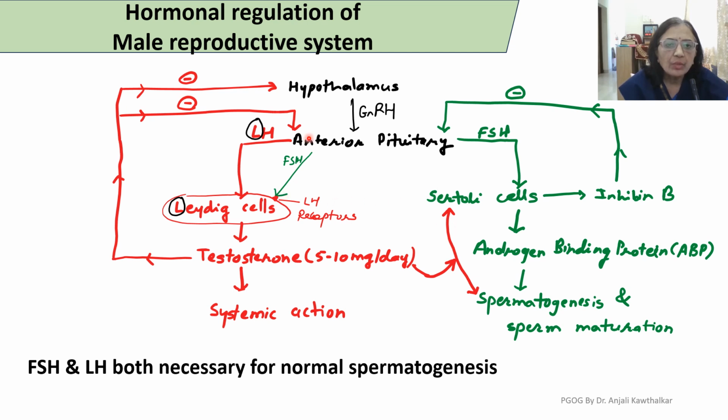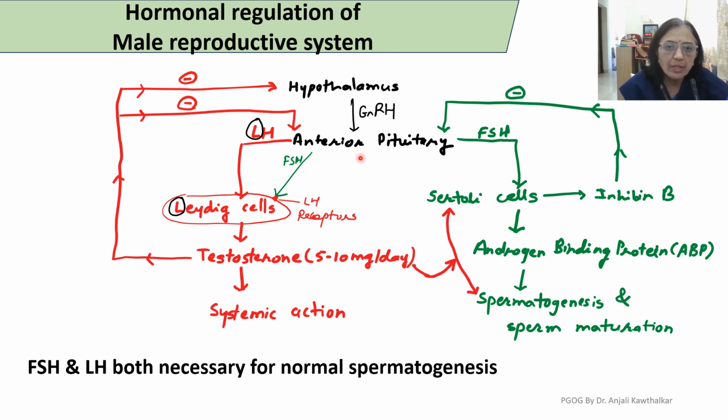Now, how hormonal regulation takes place in males: from the hypothalamus, GnRH is secreted and acts on the anterior pituitary. The anterior pituitary secretes FSH and LH. So here there is a complete differentiation, or two-cell theory, same as in females. LH acts on Leydig cells, and FSH acts on Sertoli cells.